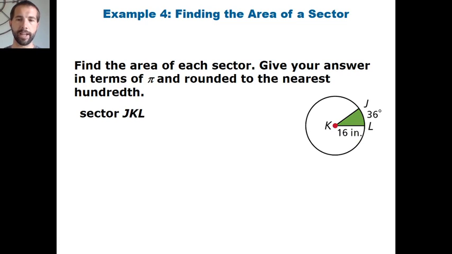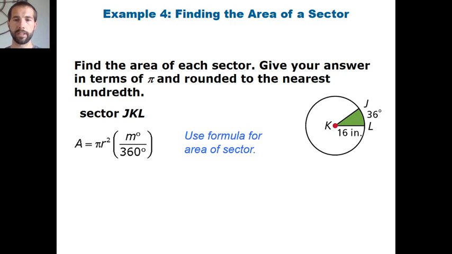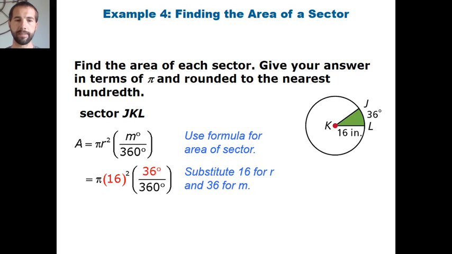All right, and then the next one, finding the area of sector JKL. This circle has a radius of 16 inches, and then the sector is 36 degrees of the entire circle. So m is 36, r is 16. Multiply through 16 squared times 36 divided by 360, you'll get 25.6 pi. And if you multiply by pi, you'll get 80.42.